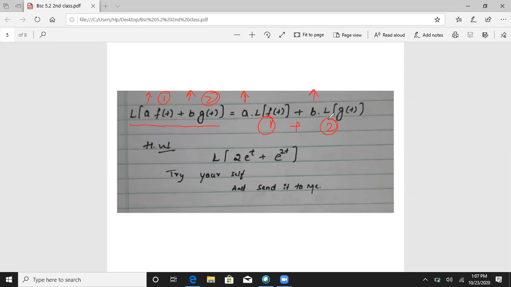Okay, I will give one homework for you. You have to solve it yourself only. Laplace transformation of 2 into e to the power t, plus e to the power 2t. This is your homework. You have to solve it yourself only and send it to me by WhatsApp.